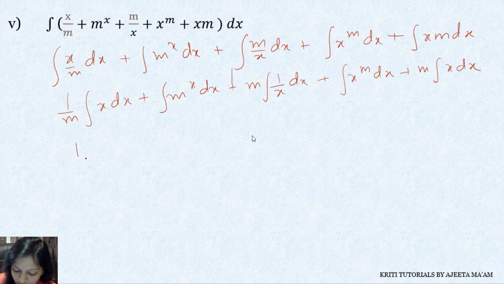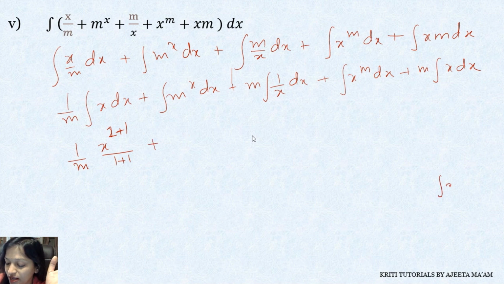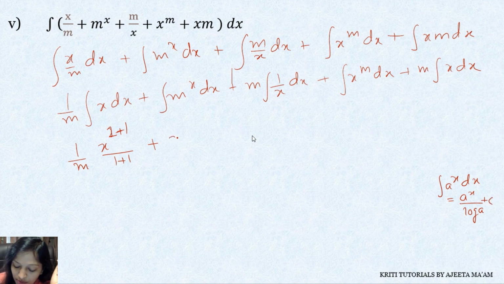Now let's start doing this. 1 upon m. Now power rule I think is clear to everyone. We will increase the power by 1 and in the denominator the increased power. Now m raised to x, it is a raised to x dx. Already we have done it before also. A raised to x upon log a is the integral of a raised to x. So it will be m raised to x upon log m.